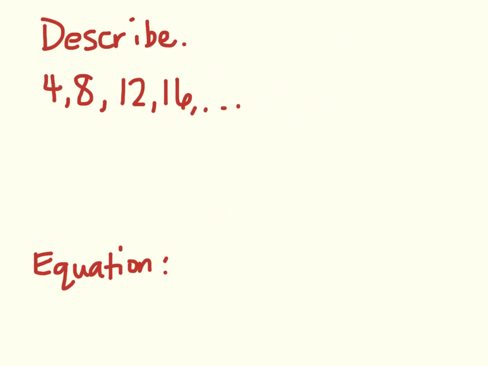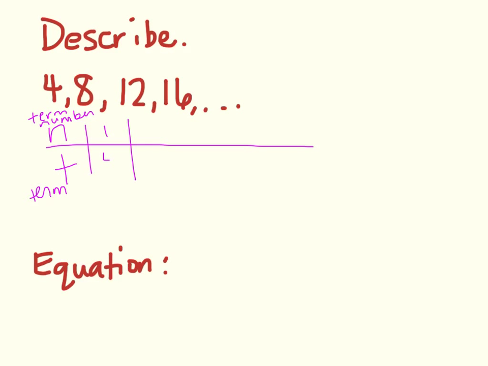If I was asked to describe this sequence, one way I could describe it is to first start off by making a little table. Let's say n is going to be the term number, and then T is going to be the term. So my first term is 4, my second term is 8, my third term is 12, and my fourth term is 16.